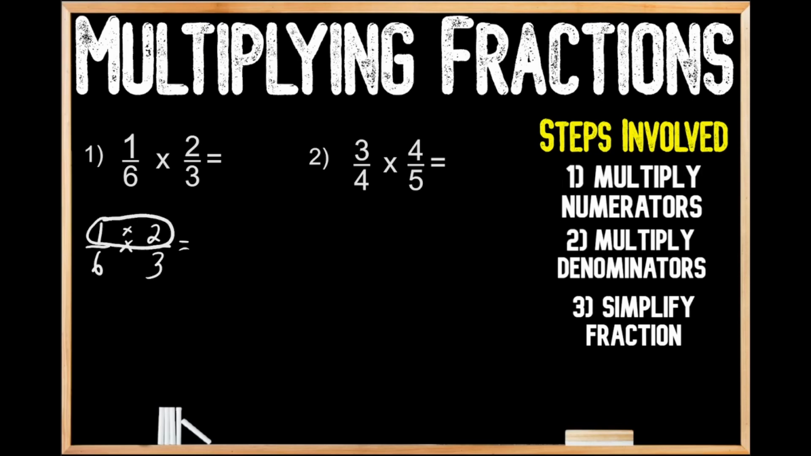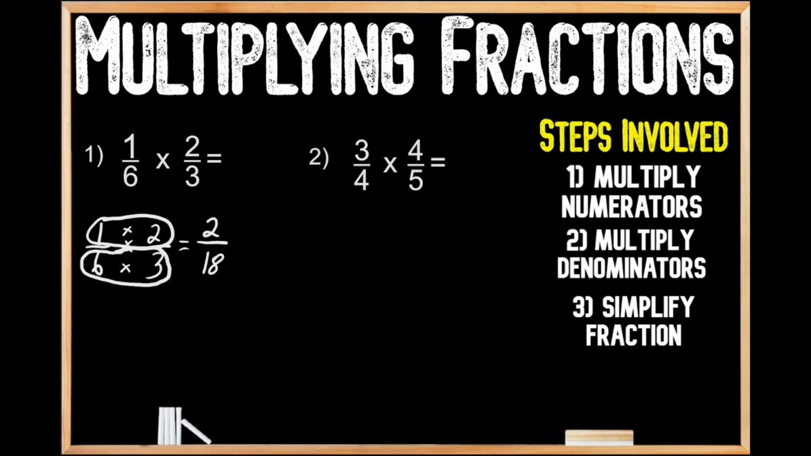And when we multiply 1 times 2, we get 2. So now we can move on to step number 2, which is to multiply our denominators, or the bottom numbers of these fractions. And when we multiply 6 times 3, we get 18. So now we can move on to step number 3, which is to simplify the fraction.